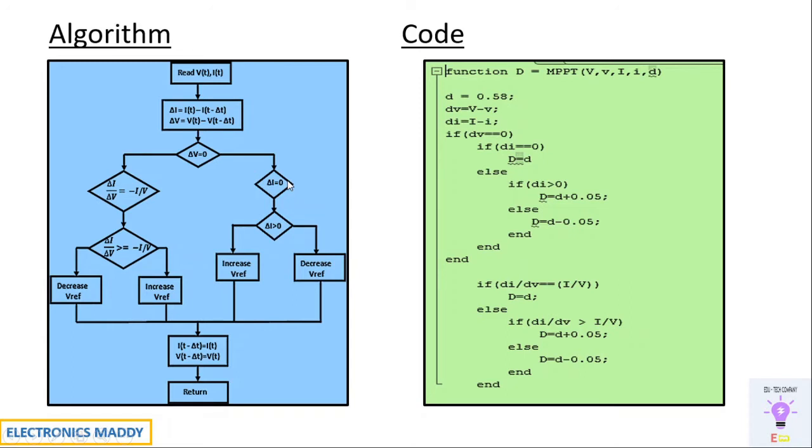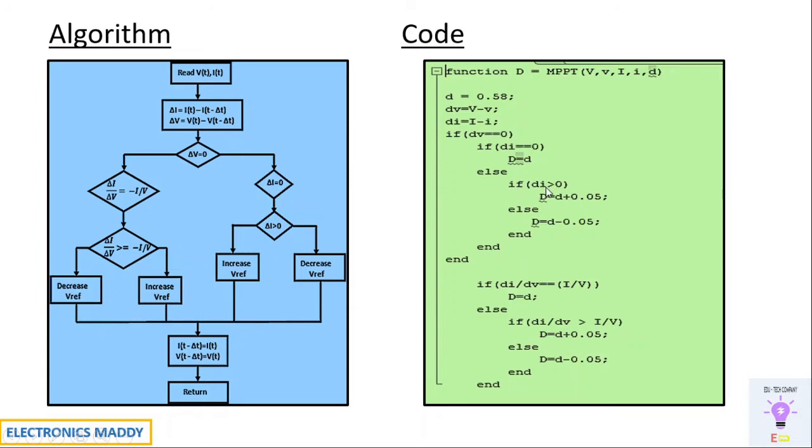If di, that is the change in current, is also equal to 0, then the value of d, that is 0.58, will be assigned to the output of the function, capital D, and it will come out of the loop if it is satisfied initially. Otherwise, it goes to the else statement and checks again. There is another if statement within that.